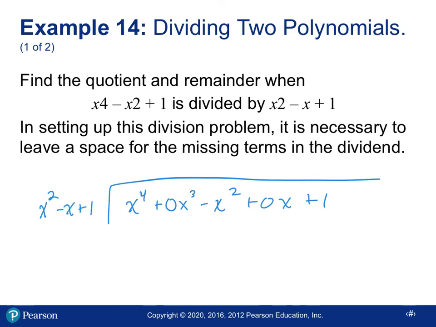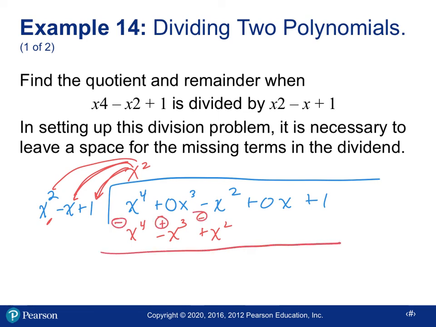So you take x to the 4th, and you say, well, what do I have to multiply x squared by to get x to the 4th? Oh, another x squared. So you're now going to multiply that to each of the terms and then write them underneath. So x squared times x squared is x to the 4th. X squared times negative x is negative x to the 3rd. X squared times 1 is 1x squared. Now change your signs, and so this goes away. We're left with x to the 3rd. This gives you a minus 2x squared, and then bring down the 0x.